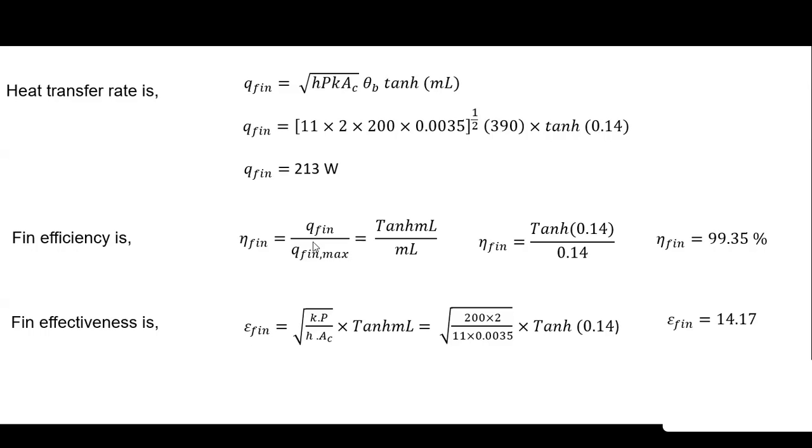In other words, if I know the Q fin, that is 213 watt, and I know the effectiveness, which is Q fin divided by Q no fin, I can calculate the Q no fin by 213 divided by 14.17. So I'll get the rate of heat transfer when the fin was not there. And there is a 14.17 times increase if the fin is provided. So it's a good thing. The use of fins can be justified in that way.